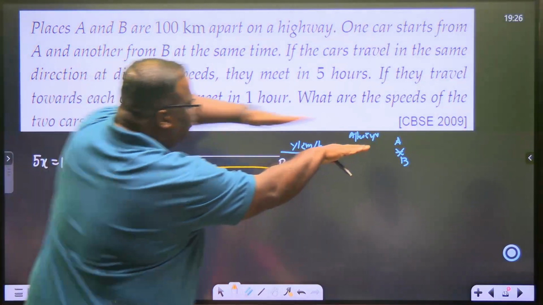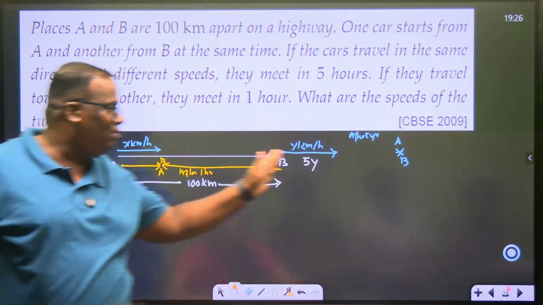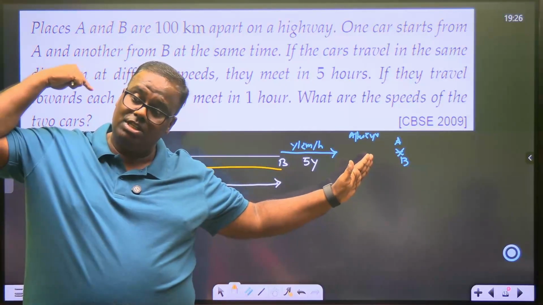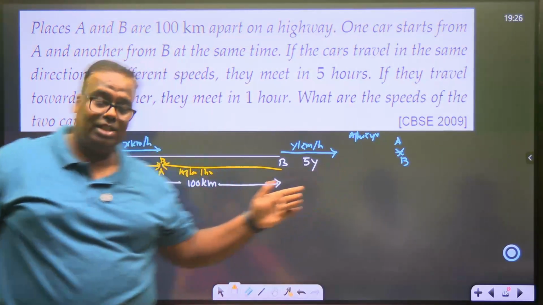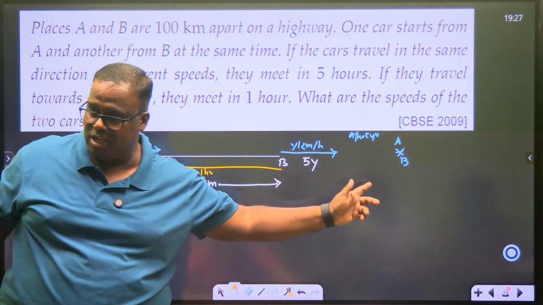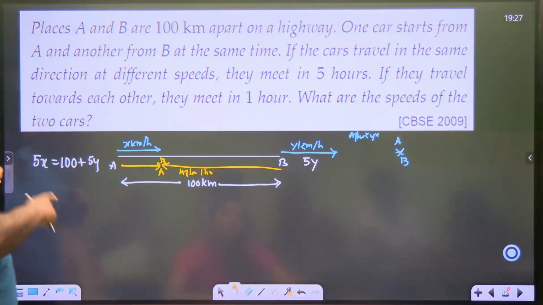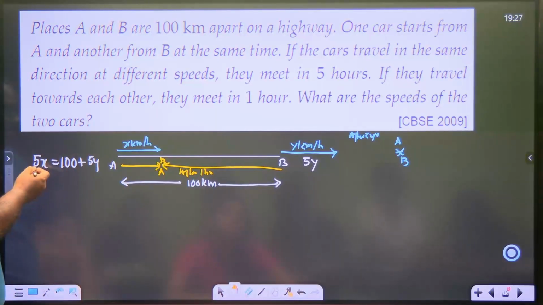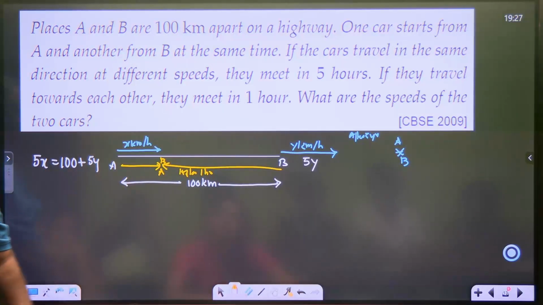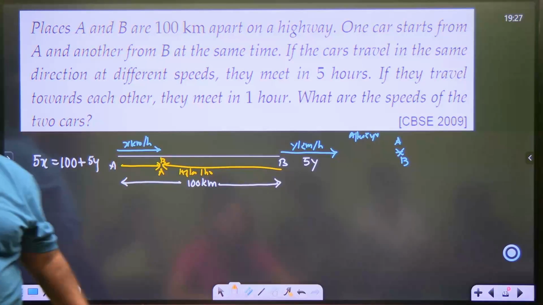B traveled 5y in 5 hours. And in 5 hours, this car also met him. So that car must have traveled the 100 plus what he traveled. But we know this car must have traveled 5x only, distance equals speed into time. And that distance should be 100 plus 5y. Have you understood? Let's see this meeting.